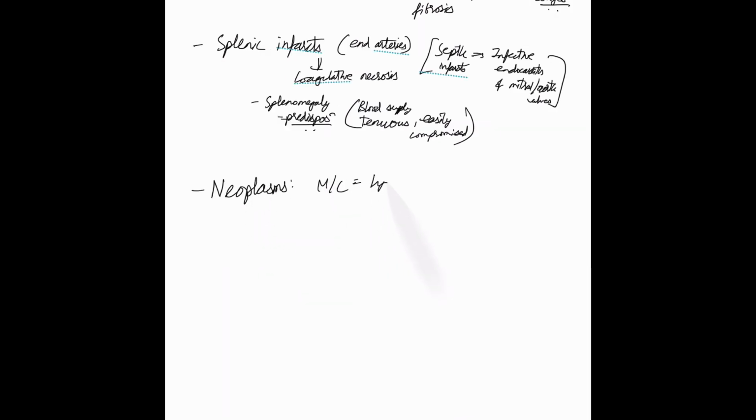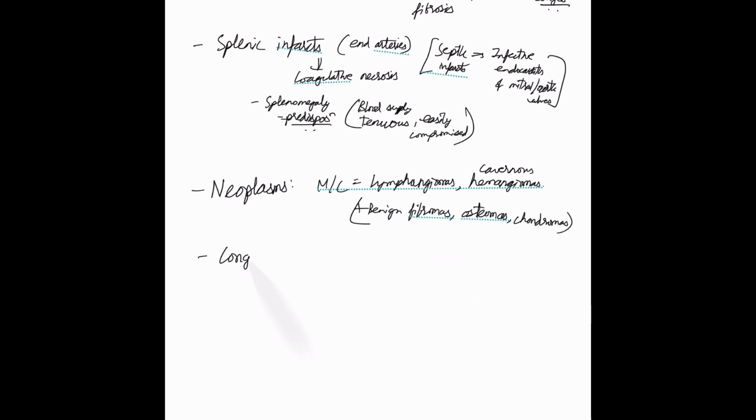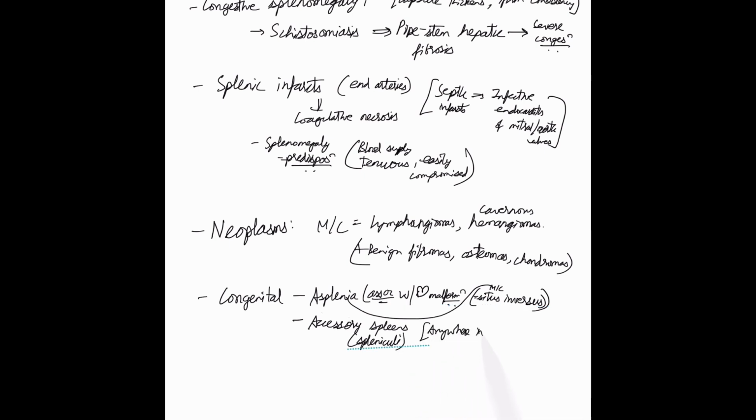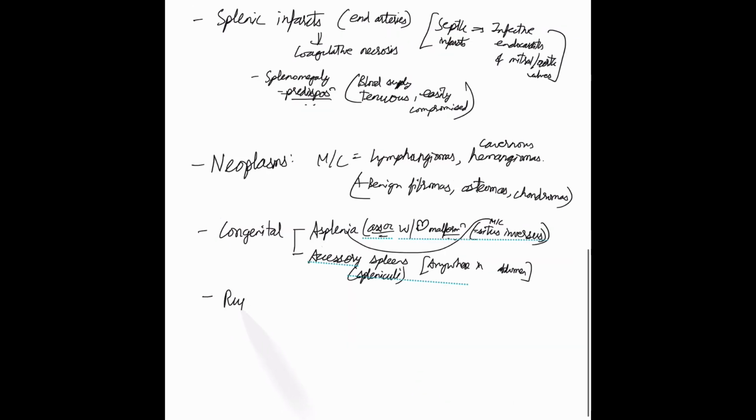So coming to other spleen pathologies, we have neoplasms in which the most common ones are lymphangiomas and cavernous hemangiomas. Benign fibromas, osteomas and chondromas are also fairly common. And then congenital anomalies, we have asplenia, which is associated with cardiac malformations. The most common scenario being situs inversus. And we have accessory spleens, also called spleniculi, which can be found anywhere in the abdomen.